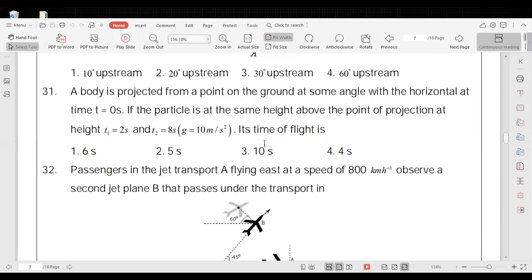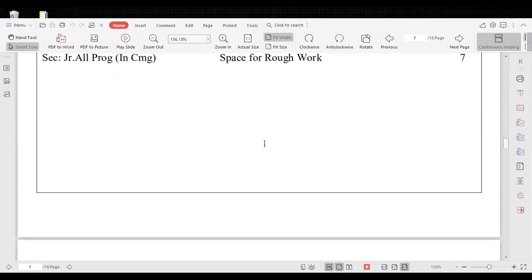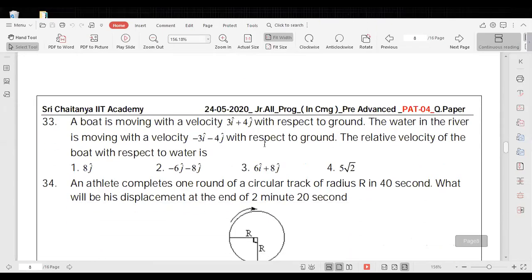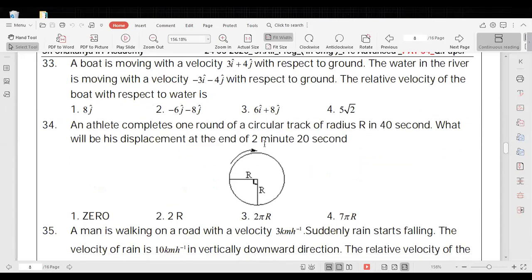Okay, next problem you see. From 33, 34, 35, in these problems you ask the question. 33. Okay, read the problem 33.